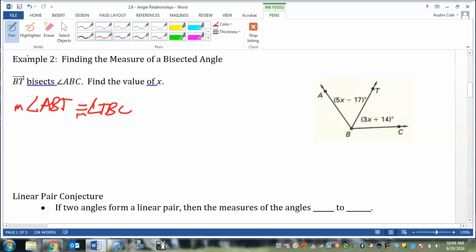So everybody hear that? So what we have is this ray bisecting this angle. It's splitting what's left of the pizza into two equal parts.